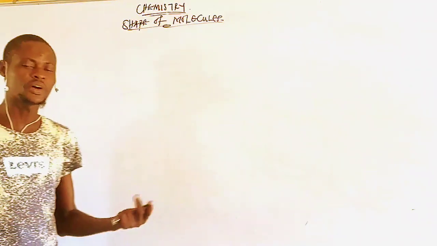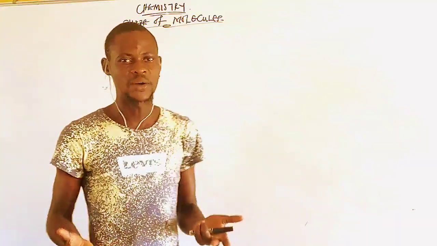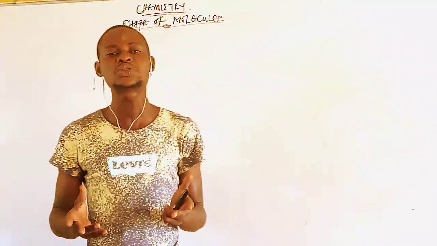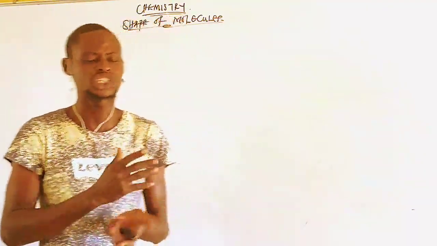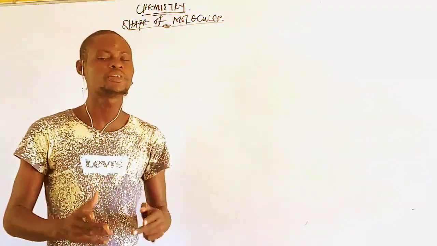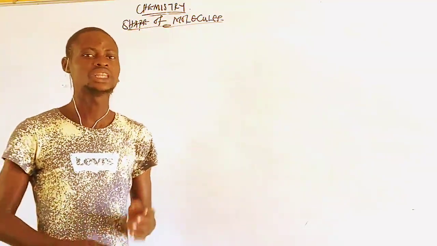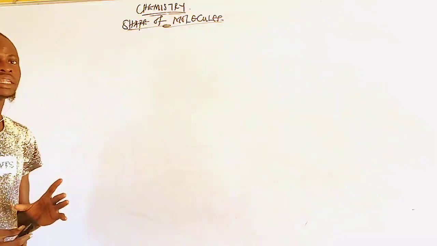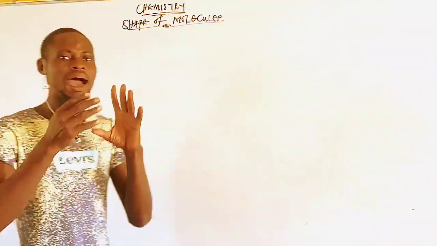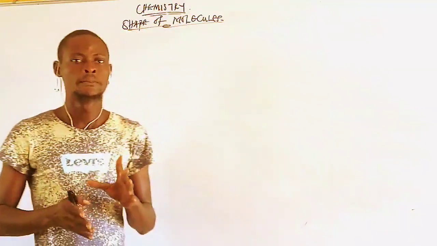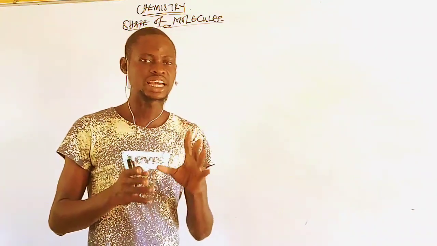Now, talking about the shape of molecules. We know that many molecules have different three-dimensional shapes. But what determines the shape of a molecule? That's what I wanted to know. Now, the shape of a molecule is determined by the bond angle between the what? Electrons. Are you getting me?